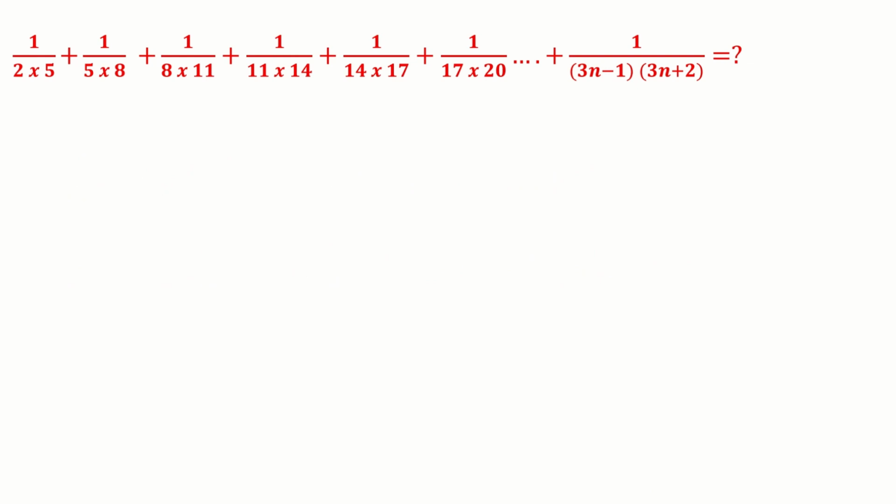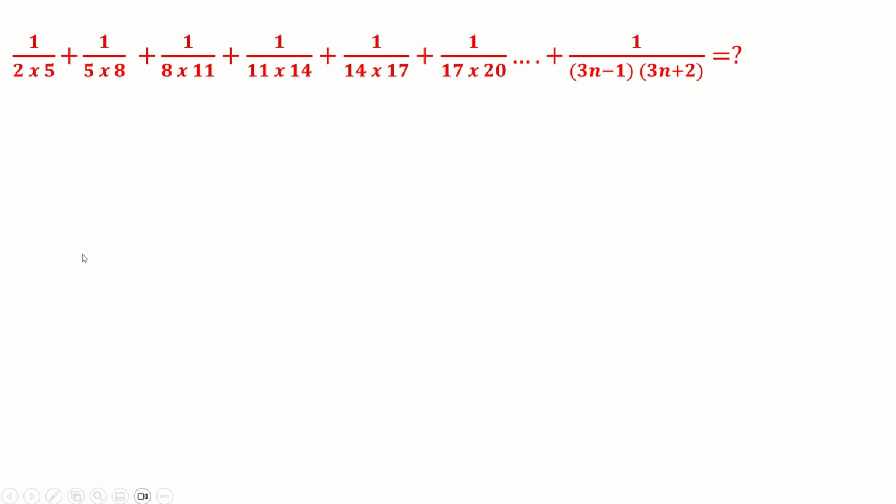Let's take the first one. The denominator is a product of two numbers. I extended it till 3n minus 1 into 3n plus 2, to derive a formula for this series summation. First, you have to see that the difference of numbers in each denominator is constant. That is 5 minus 2, which is 3, 8 minus 5, which is 3, 11 minus 8, 3. Everywhere it is 3. This is the precondition for such series.